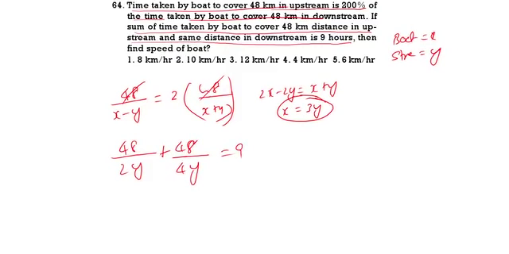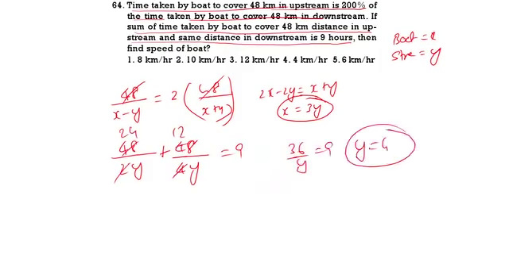So here 2 ones, 2 24s, 4 ones, 4 12s. So 36 by y is equal to 9, y is equal to 4. So here stream speed is 4. What is boat speed? Boat speed x equal to 3y, no? So y means 4. So we are going to get 12. So 12 km per hour is the correct answer. See the next question.